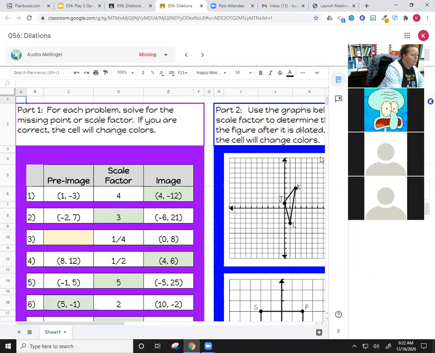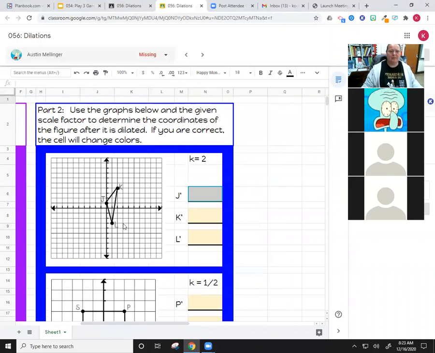All right, so for this one, what you're doing is you actually just have to count the coordinates. So J here is at 0, 1. Is that okay? Yeah. All right, so my scale factor here is 2. So I have to take 0, 1 times 2. So okay, what's 0 times 2? 0. Yeah, it's 0, and then 1 times 2 is 2. So it's going to become 0, 2 is what you're going to put in that cell right there. Okay, thank you.